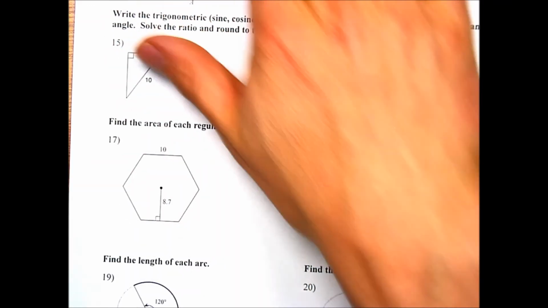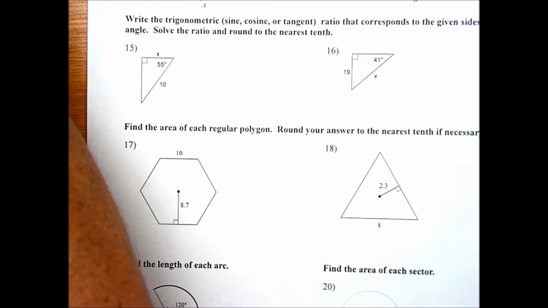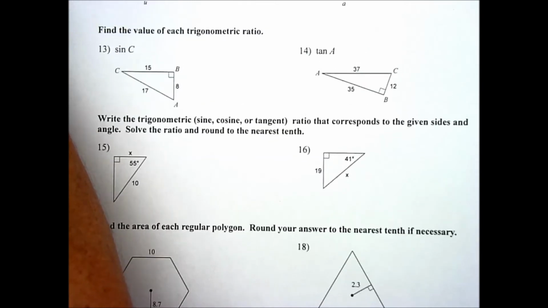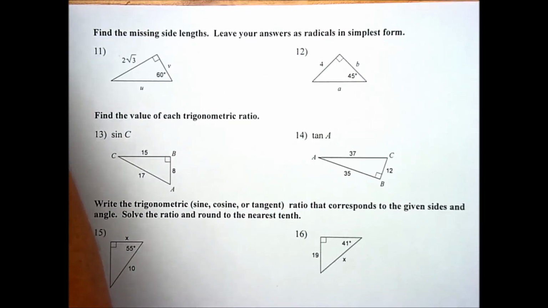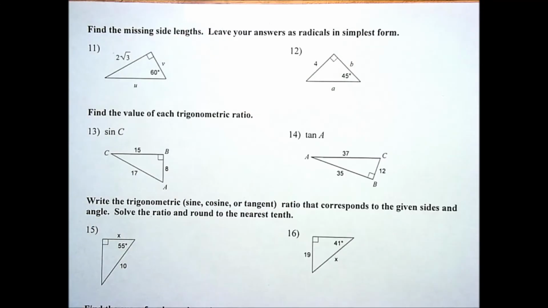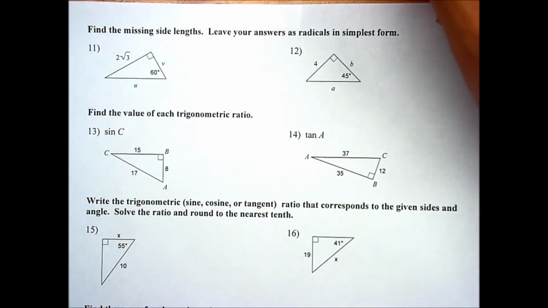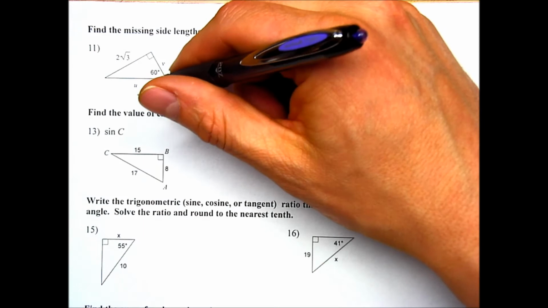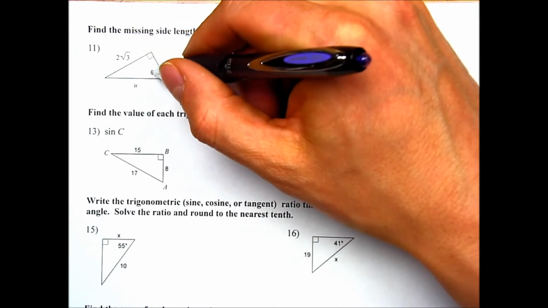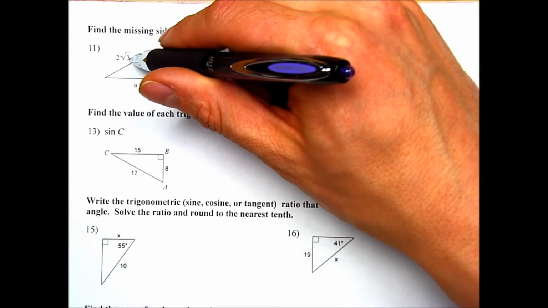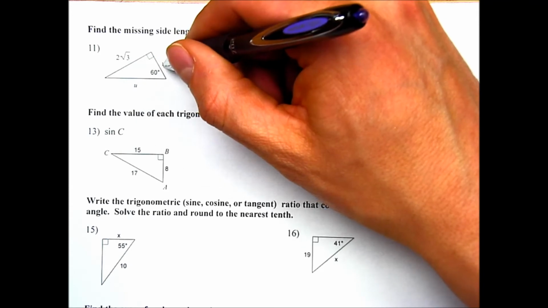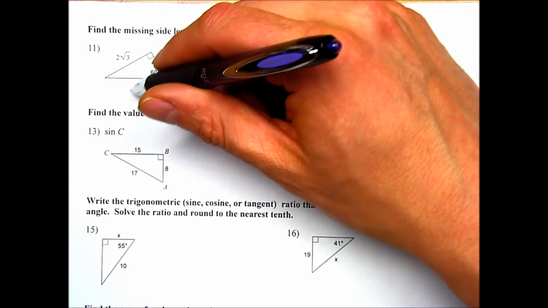So the ratio between the sides on the 30, 60, 90 triangle. Question 11. On the 30, 60, 90 triangle, the ratio is x, 2x, and x root 3. Across from the 60 is the x root 3 side. Across from the 30 is the base side x, and across from the 90 is the 2x side.